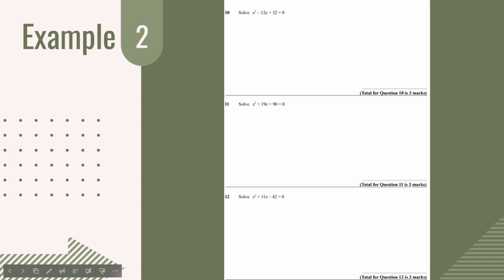Here are some more exam questions for you to have a go at. Have a go, pause the video, and unpause when you've done. So, in our first question, we are asked to solve x squared minus 12x plus 32 equals 0. Now, minus 8 times minus 4 gets us to positive 32, and minus 8 minus 4 gets us to minus 12. So our brackets are x minus 8 and x minus 4, so our values of x are x equals 8 and x equals 4.